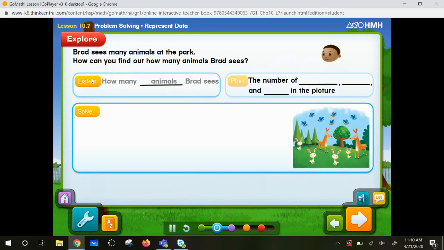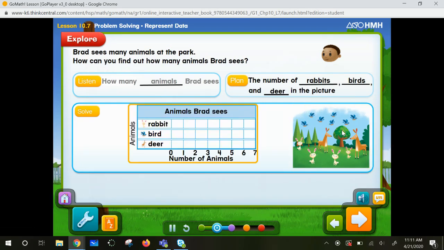Now you need a plan to find how many animals Brad sees. You need to use the information of the number of rabbits, birds, and deer in the picture. Let's make a bar graph to show the different numbers of animals you see in the picture. First, count the number of each kind of animal. Then you can color in a bar next to each type of animal to show how many there are. Let's count how many rabbits are in the picture, and then you can fill in the bar for rabbits.